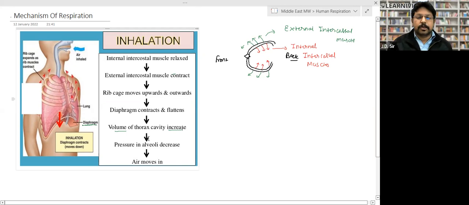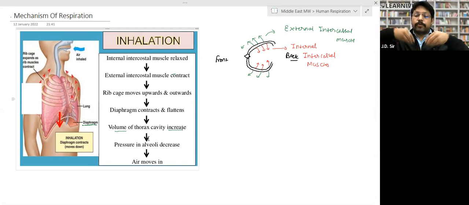Yeah, sure. Look, there are certain muscles. Look, this is my chest, right? There are certain muscles which are connected outward from the bones of the ribs to my muscles, right? These are called external intercostal muscles. There are certain muscles which are present inside my body and they are pulling my ribs from inside. They are called internal intercostal muscles. Clear?